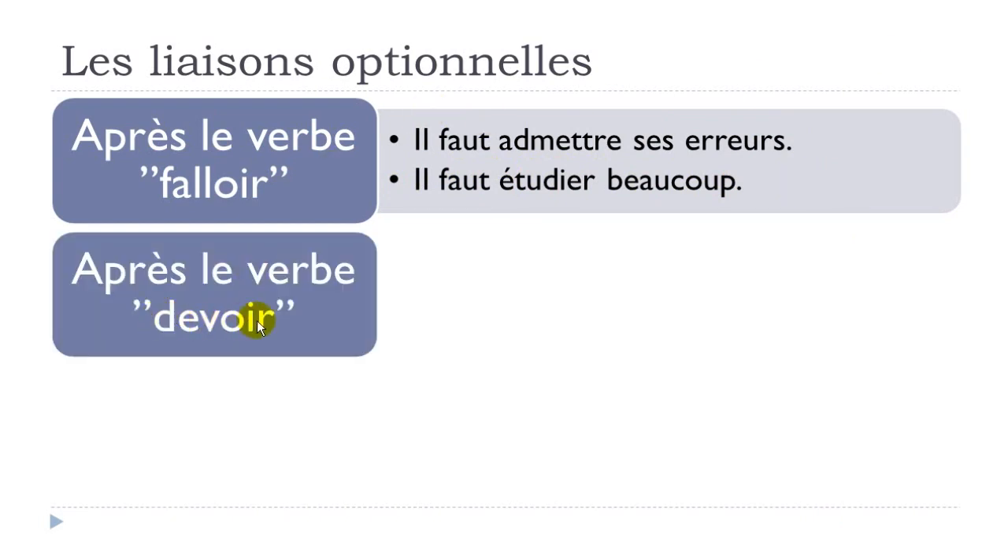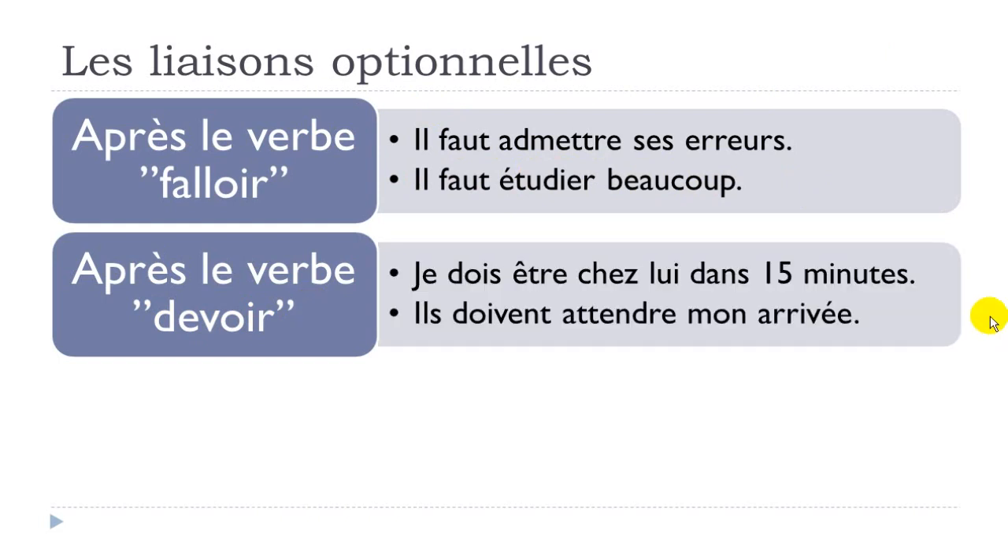The verb devoir will follow exactly the same rule. First option, je dois être chez lui dans 15 minutes. Or then, je dois être chez lui dans 15 minutes. Ils doivent attendre mon arrivée. Or if you want to make the liaison, ils doivent attendre mon arrivée.